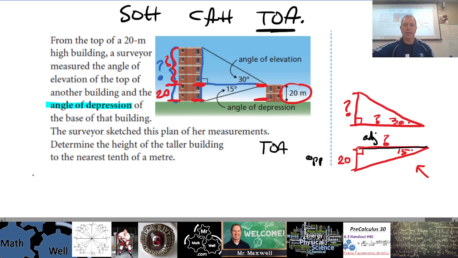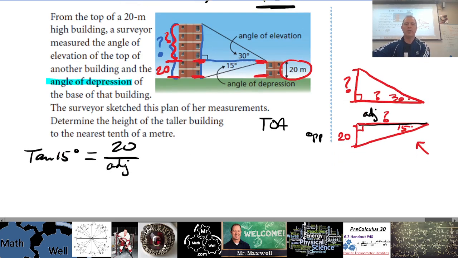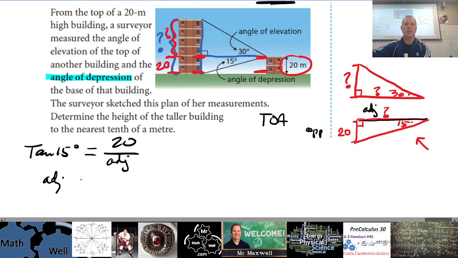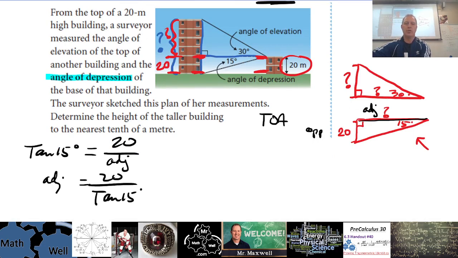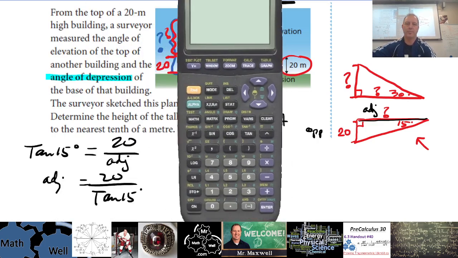All right, so let's set it up. Tan 15 degrees equals opposite, which is 20, over adjacent. Call that adjacent. And so I'm going to rearrange this equation. The adjacent is 20 over tan 15. We'll do that on our calculator.